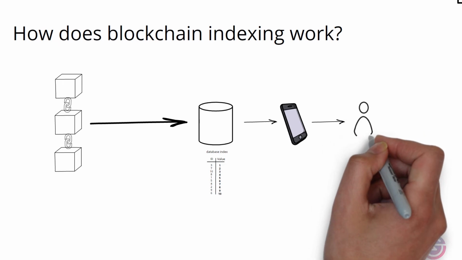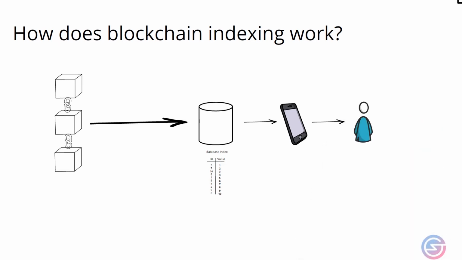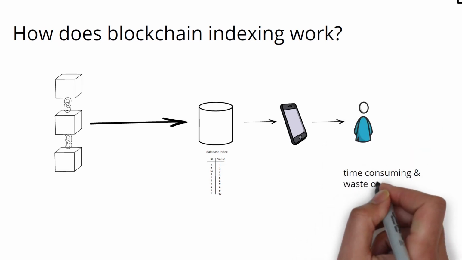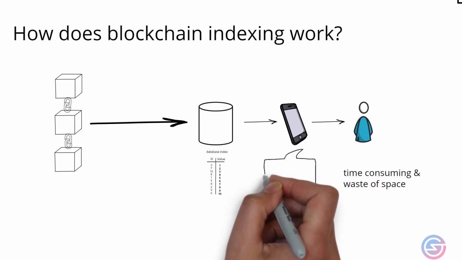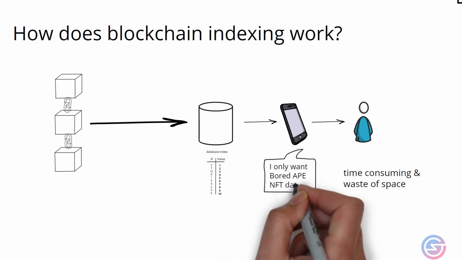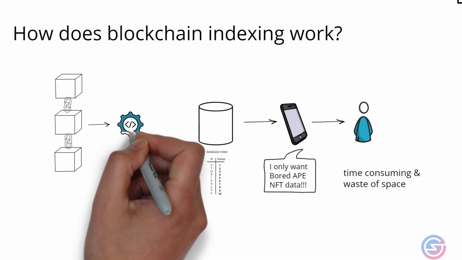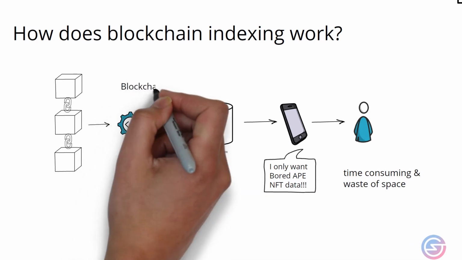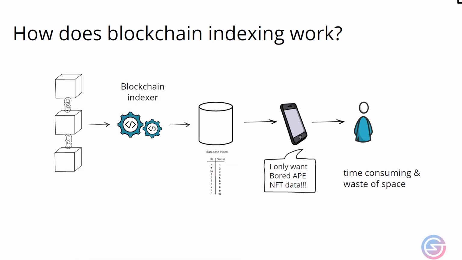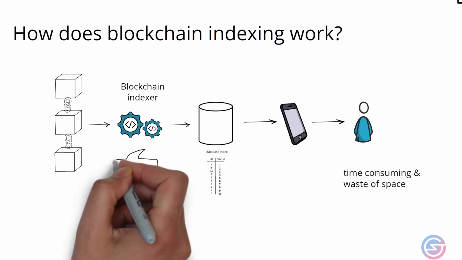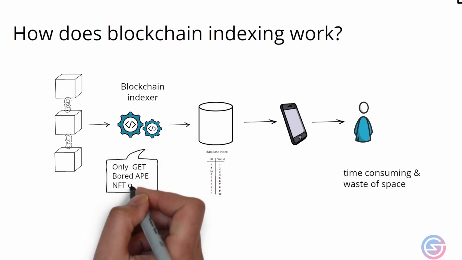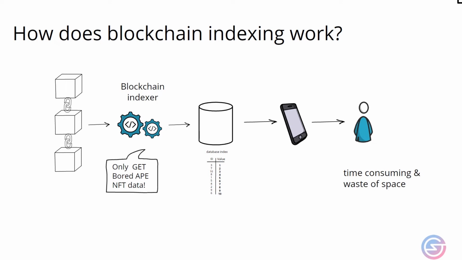This was fine, but replicating the entire blockchain in a database is time-consuming and a waste of space, especially if a dApp only uses a subset of the data. Blockchain indexing works to improve the way blockchain data is accessed and utilized by allowing the user to define what type of data a dApp requires. The blockchain indexer then extracts this data quickly and efficiently and then stores it in a database as usual.